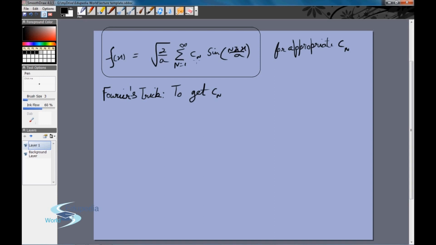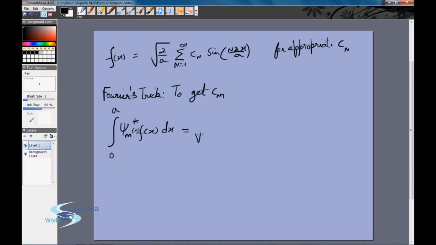And so what we do is we multiply both sides by sine of n pi x by a. So let's change the variable for a second and try to calculate Cm. To calculate Cm, what we do is integral of psi m star of x times f of x dx. So we multiply both sides by psi m star of x and then integrate from 0 to a, which is equal to root of 2 by a times summation n is equal to 1 to infinity the integral of Cn sine n pi x by a sine m pi x by a dx.